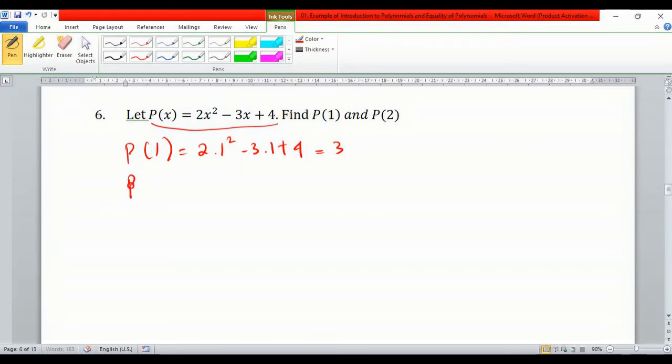And then you need to find what P(2) is. P(2) is 2 times 2 squared minus 3 times 2 plus 4, which is 4 times 2, 8, minus 6 plus 4. So 8 minus 6 is 2, plus 4, this one is equal to 6. Okay, everyone? So you already understand this.